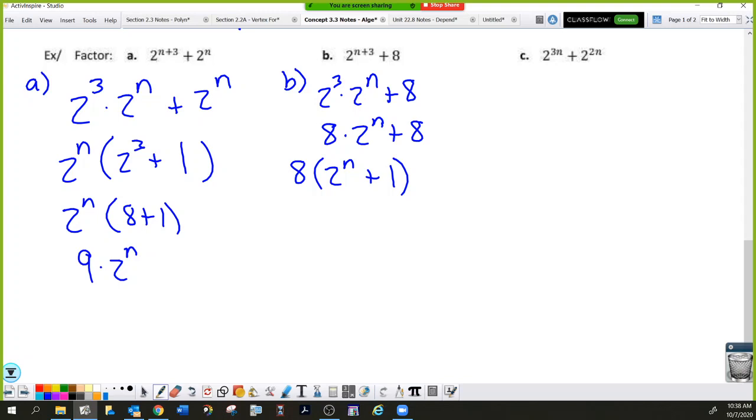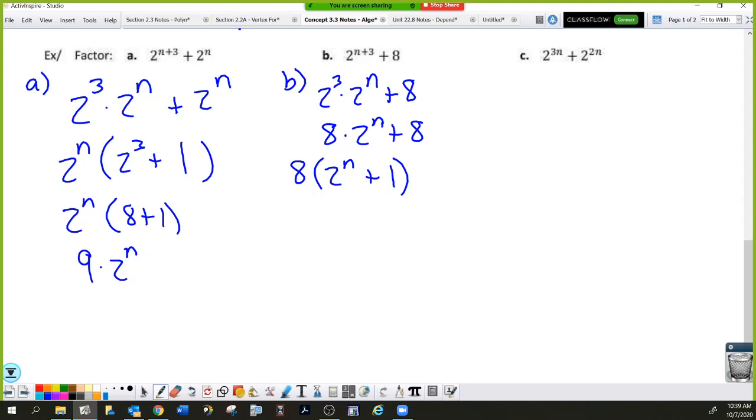Now this last one. I'd be curious to know, does anybody see what the GCF is? It's not 2 to the n. Is it 4? It's more than that. It's 2 to the 2n. That is the GCF. But why?